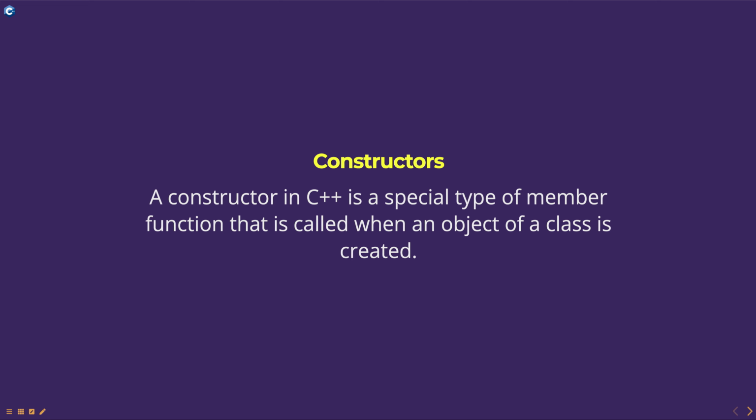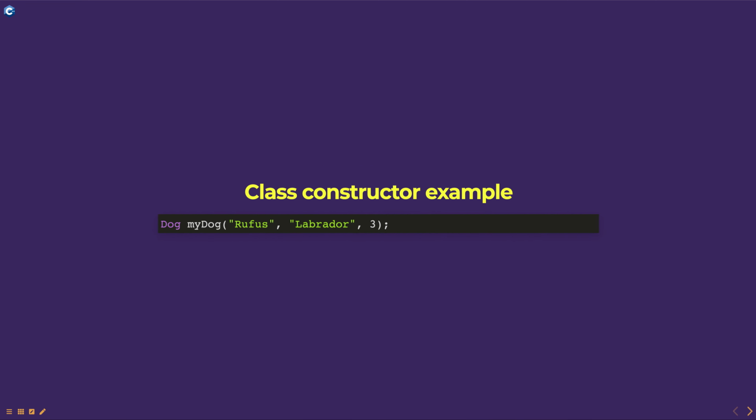The constructor is automatically called when an object is created using the class's constructor syntax, which typically looks like this. A class can have multiple constructors, each with a different number or type of arguments, which allows you to create objects in different ways. The constructor that is called depends on the arguments provided when the object is created.